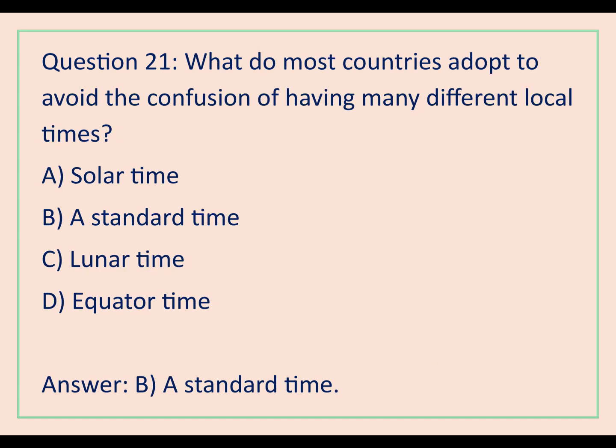Question 21. What do most countries adopt to avoid the confusion of having many different local times? A. Solar time. B. A standard time. C. Lunar time. D. Equator time. Answer. B. A standard time.